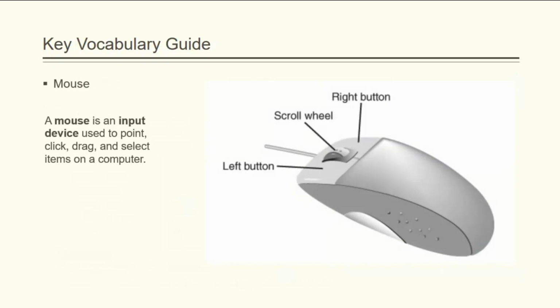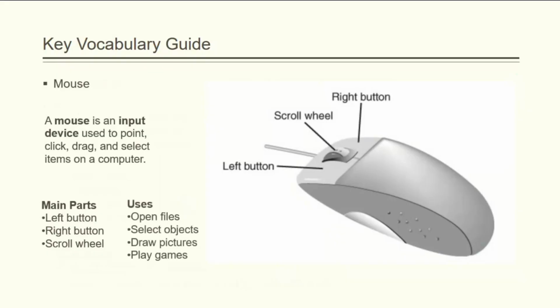The mouse has different components, and as you can see, it has the left button, the right button, as well as the scroll button. So those are the main parts: the left button, the right button, and the scroll button. What are some of the uses? You can use the mouse to open files, to select objects on your desktop computer, to draw pictures, to play games, and so many other things.